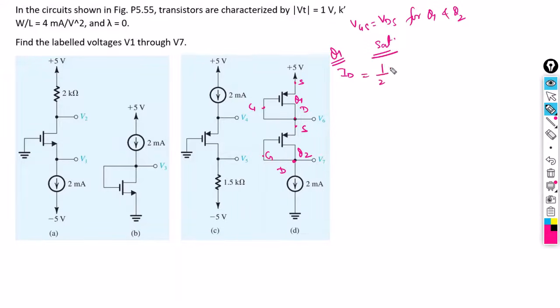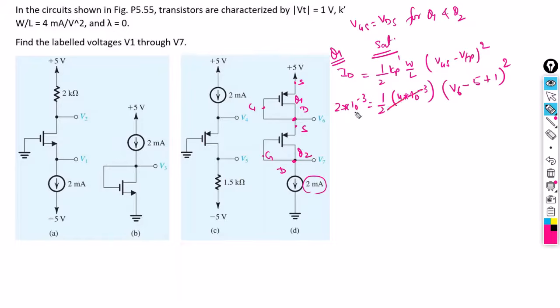We can write ID as half Kp dash W by L (VGS minus VTP) square. So ID, as you can see, this 2 milliampere current will flow through Q2 and Q1 transistor because all three are in series. So 2 into 10 to the power minus 3 equals half into 4 into 10 to the power minus 3. VGS is, gate and drain terminals are shorted to each other, so gate and drain voltage is V6, source is 5, and this will be plus 1 square. So these two things will cancel out. It will be (V6 minus 4) square equal to 1. So we can write it as V6 minus 4 equal to plus minus 1.